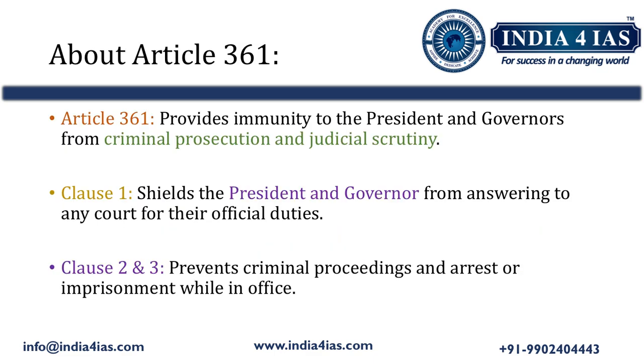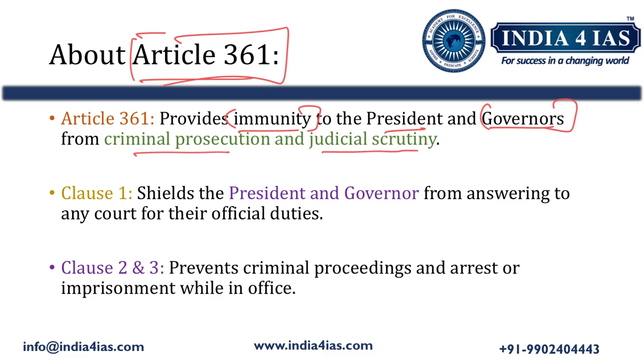Now we will briefly study Article 361 of the Indian Constitution. This Article 361 provides immunity to the President and the governors of the states from criminal prosecution and judicial scrutiny. This immunity is provided in order to protect governors and presidents from undue harassment, judicial scrutiny and criminal prosecution while performing their duties.